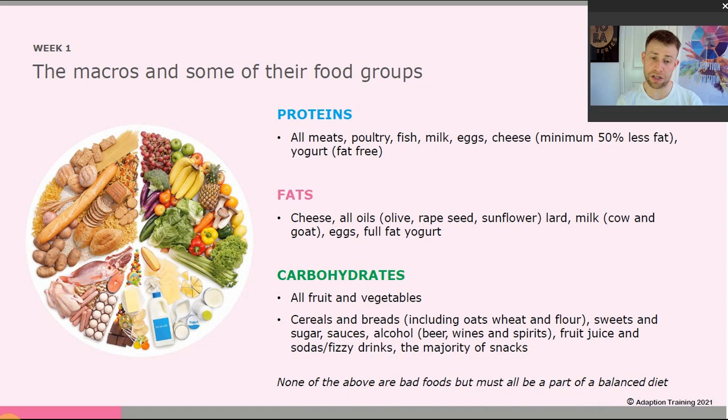With fats, you can find fats in cheeses, all oils, olive, rapeseed, sunflower oil, lard, and milk, such as cow's milk and goat's milk, eggs, and full-fat yogurt as well.